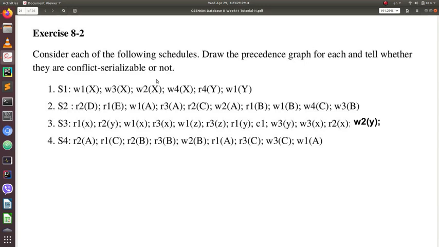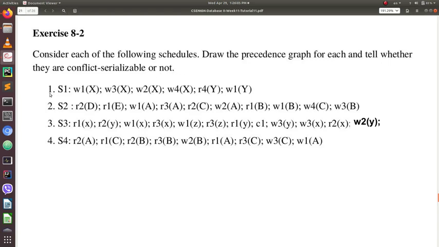Okay, let's solve the following problems together to practice how to check for a cycle inside a graph, how to construct a graph for a given set of steps for a specific group of transactions, and so on. Okay, the first problem. Let's solve the first problem. Okay, consider each of the following schedules. Draw the graph for each one and tell whether they are conflict serializable or not.